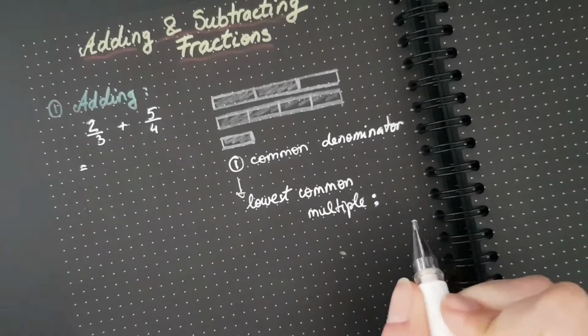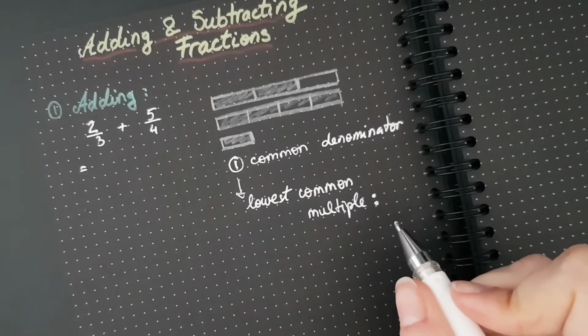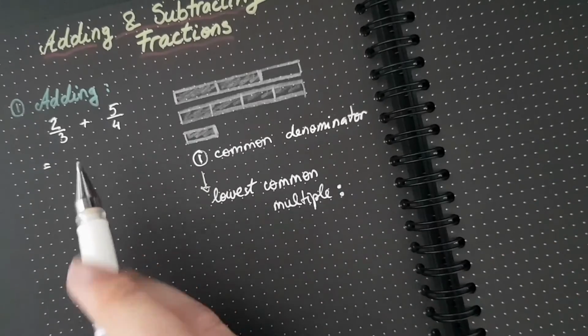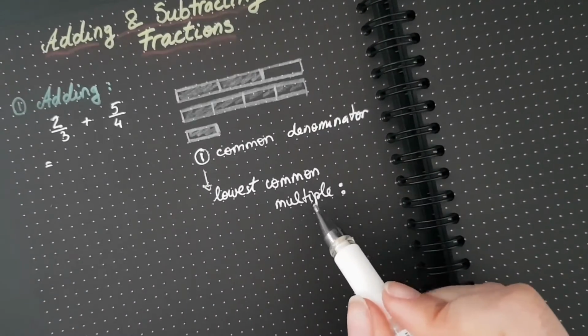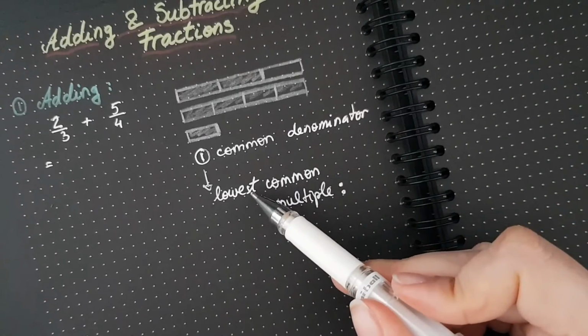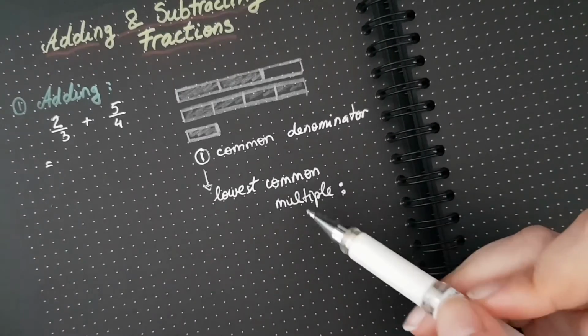So think of multiples as like the times tables. What I need to do is write the 3 times table and the 4 times table until I get to the smallest number that appears in both times tables.